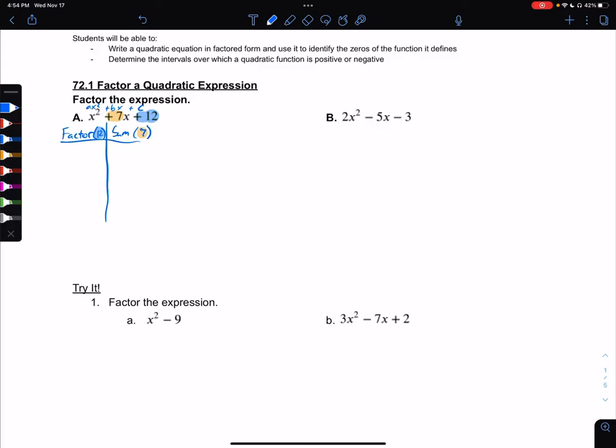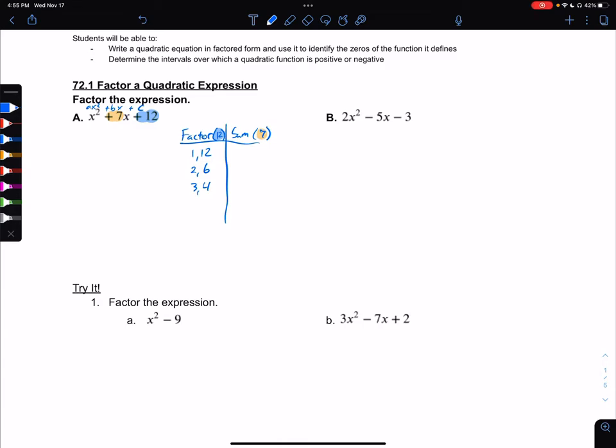I'm actually going to move that over a bit, because I'm going to put my work under there. So we're looking for factors of 12 that have a sum of 7. What I'd recommend is, usually I just list all of the factors. So factors of 12 are 1 times 12, 2 times 6, 3 times 4, and that's it. 5 doesn't go into 12, 6 we already have listed.